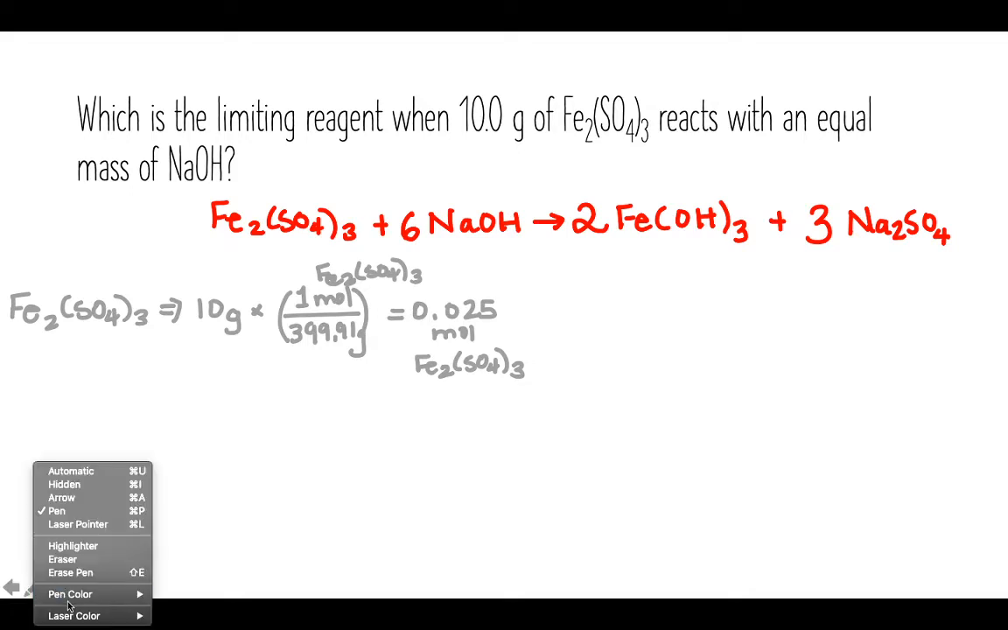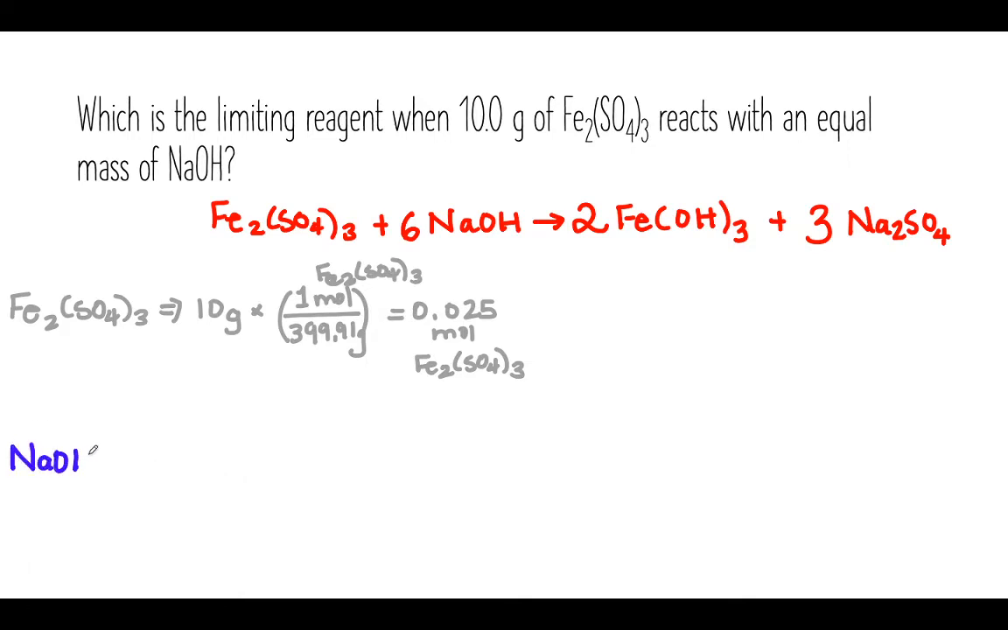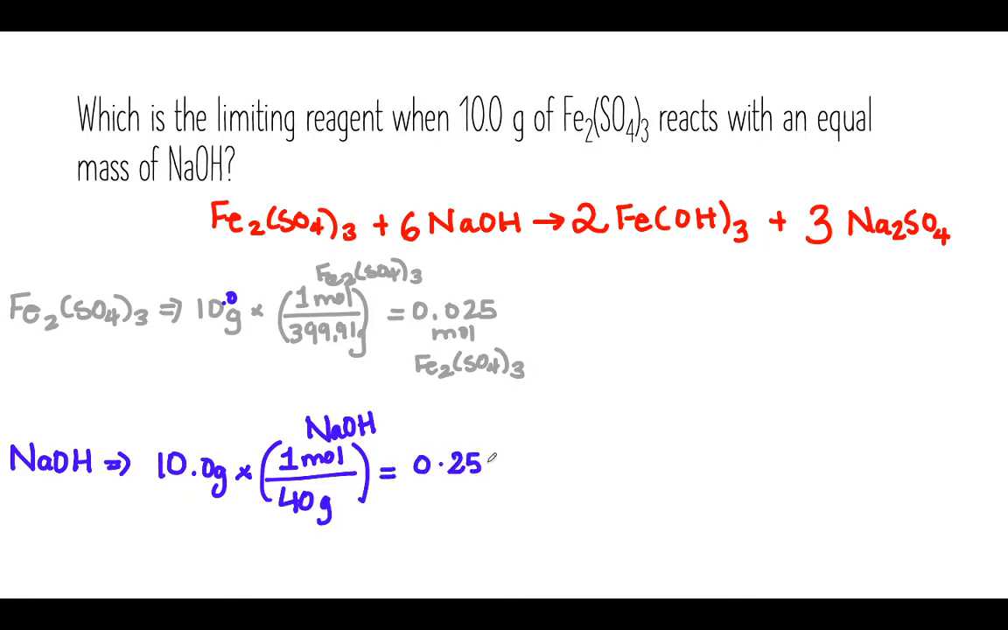I'm going to do the same thing, but this time I'm going to do it for NaOH. Let's use blue. So for NaOH, I'm going to see how many moles of NaOH I have available. So 10.0, I'm going to put the 0.0 here as well. Should have done that earlier. So for every 1 mole of NaOH, I have 40 grams. So that is the molar mass of NaOH. And using that, I'm going to find the moles of NaOH I have available, which is 0.25 moles of NaOH. So both of these numbers show me what is available. These are the amount of moles of each of these reactants I have available to use.